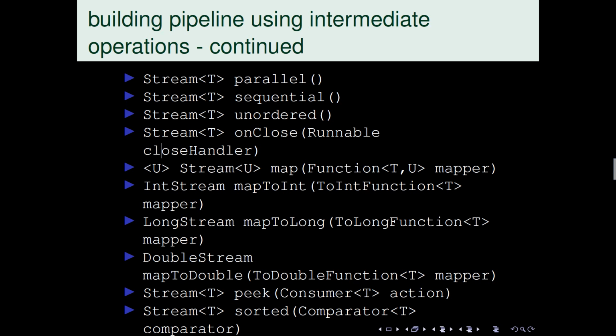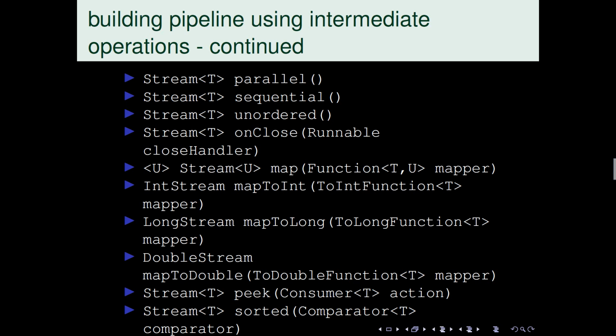Now onClose is not doing anything to the elements, it's only adding a runnable, a close handler. So whenever this stream is closed, I want to execute certain things. That can be specified as a runnable function. If we understand, runnable is also a functional interface here.